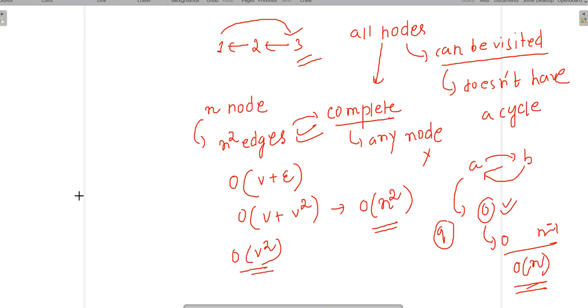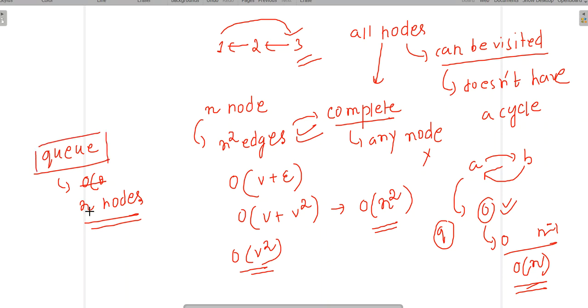The queue that we are using can hold a maximum of n nodes inside it. At a time, the queue cannot hold more than n nodes because there are not more than n nodes in our question. So at any time, we have n nodes for both the queue as well as the in degree vector that we are keeping.